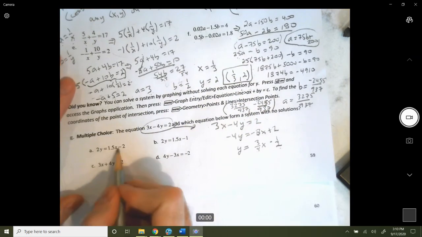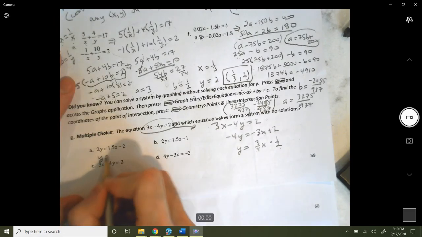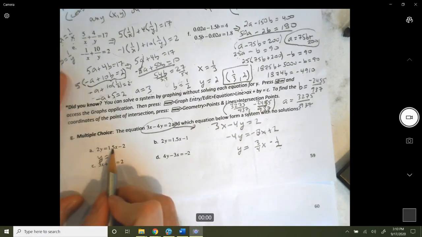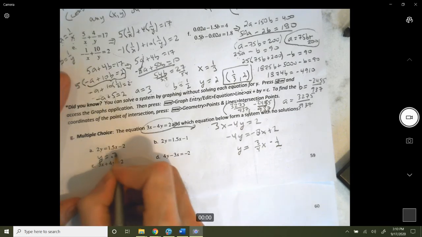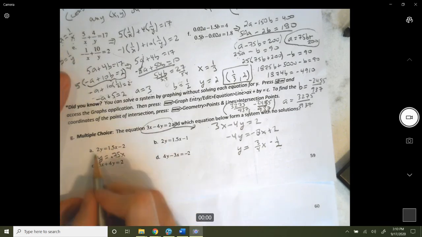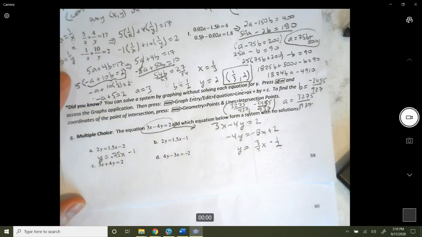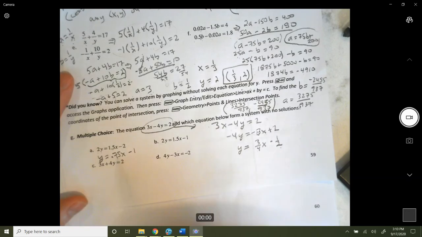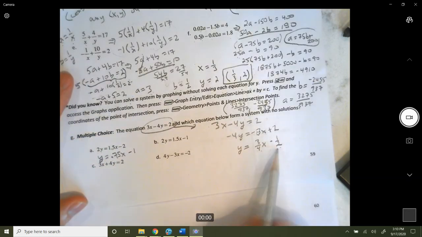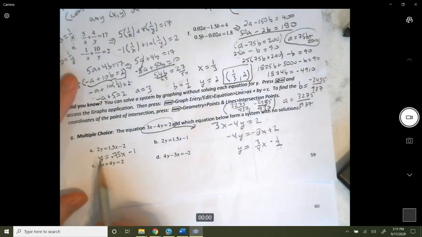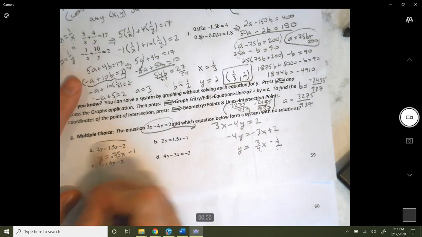The first one, we've got the y by itself. Let's divide everything by 2. Y equals 1/2 divided by... 1.5 divided by 2 is 0.75. Divide by 2, minus 1. Okay, this looks like it has the same slope with a different y-intercept. So this one would form a system with no solutions. So we can circle that one.